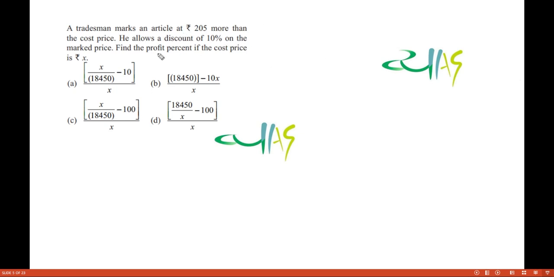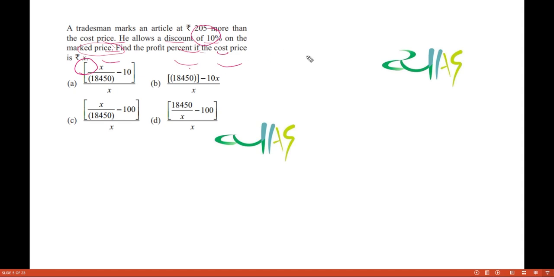Look at this question. What was it saying? A tradesman marks an article at rupees 205 more than cost price. He allows a discount of 10% on the marked price. Find the profit percent if the cost price is rupees X.